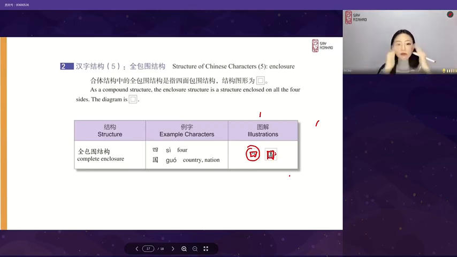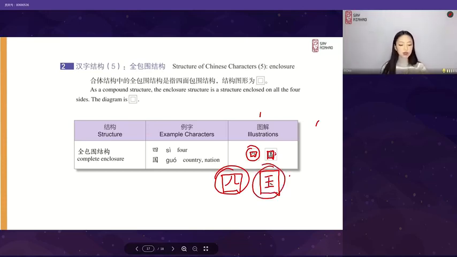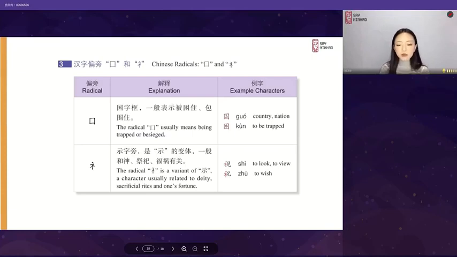So we can see it is the full closure structure. I will write it bigger and you can see it clearer. This frame outside it is closing the character. And for 国 it is the same. The rectangle outside is closing this. Okay, this is the full enclosure, complete enclosure structure. This one is really easy to remember and really easy to distinguish. And the last part of today's lesson is the Chinese radicals, two new radicals.